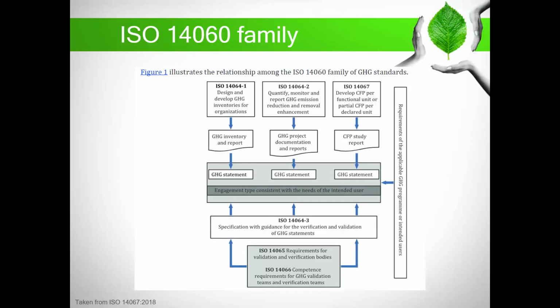Okay, now let's explore the ISO 14060 family of standards, focusing on their roles in greenhouse gas, GHG, accounting and verification, and particularly the relevance of ISO 14067. At the foundation, we have ISO 14064-1, which guides organizations in designing and developing GHG inventories. Building on this, ISO 14064-2 focuses on GHG projects, detailing how to monitor, quantify, and report emissions from specific projects aimed at reducing or removing GHGs. Okay?